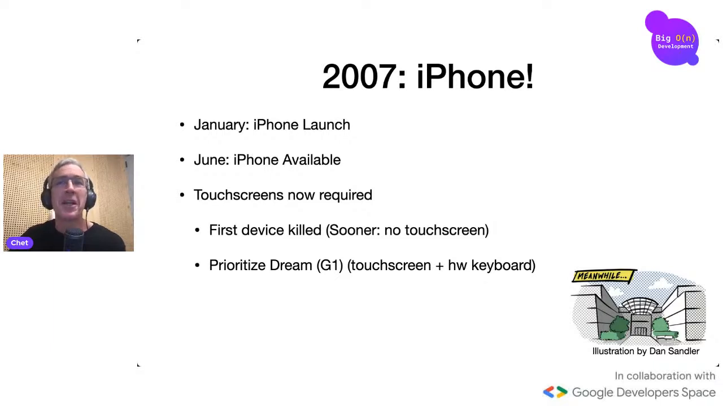It also had many other kinds of input, including the hardware keyboard that slid out. And I think there was a D-pad and there was a trackball, all kinds of things in there. But it did include the touchscreen capability that really needed to be there on any smartphone that wanted to compete.